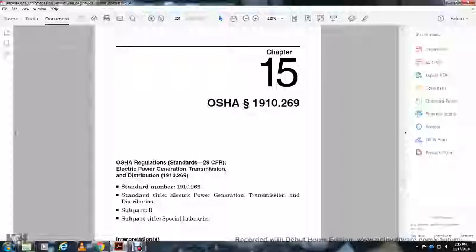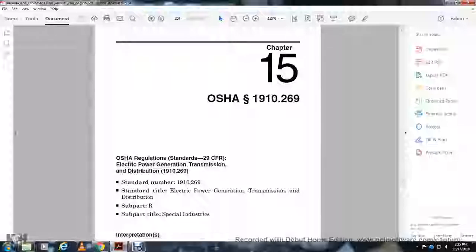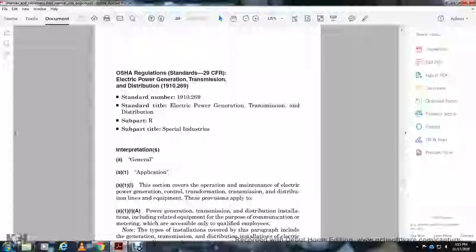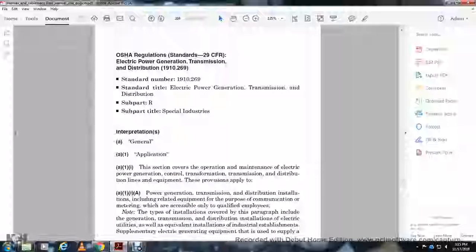Okay, OSHA Regulation Standards 29 CFR, Electrical Power Generation, Transmission and Distribution. Standard number 1910.269. Standard title: Electrical Power Generation, Transmission, and Distribution. Subpart R, Special Industries. General application. This section covers the operation of electrical power generation, control, transmission, and distribution lines and equipment.